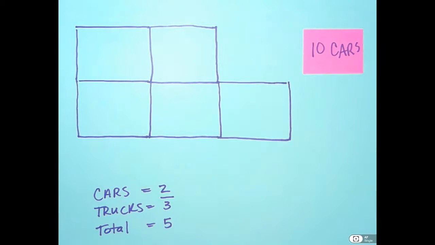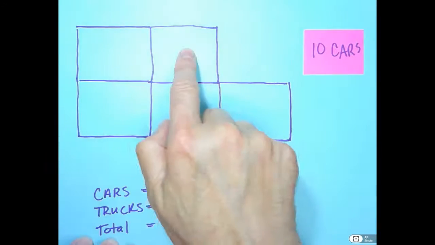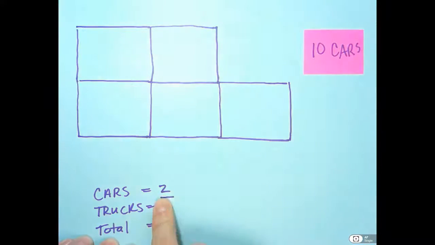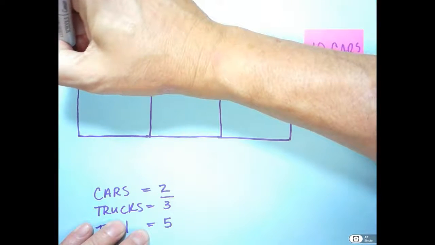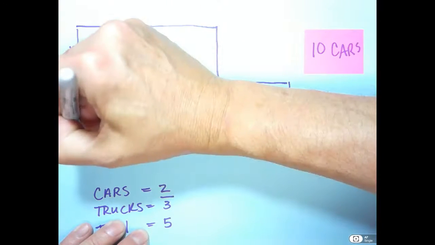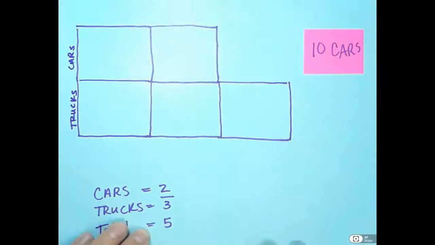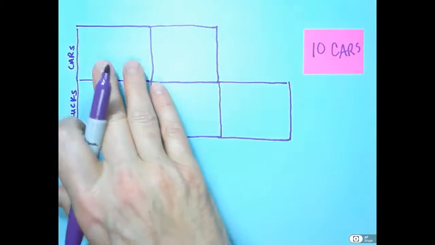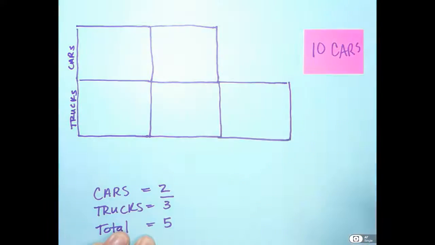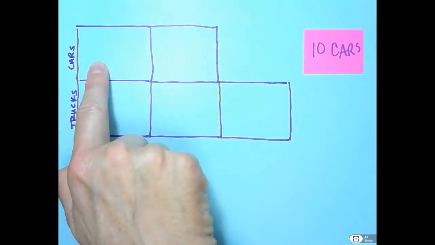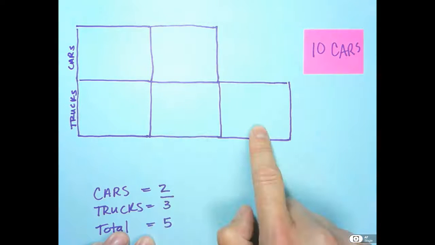Well, how are we going to use that to help us solve problems? We can see here's our ratio. This represents the top, which is the cars. So let's go ahead and label that. Okay, so these are the cars and these are the trucks. Okay, and so here we have our relationship of 2 to 3. Now, one of the important things we have to understand about ratios is that every one of these boxes represents an equal group.